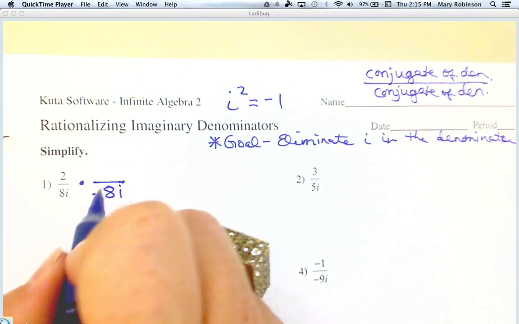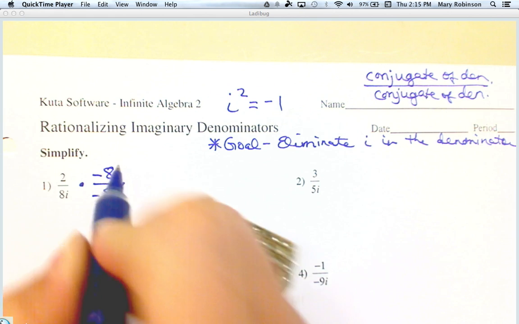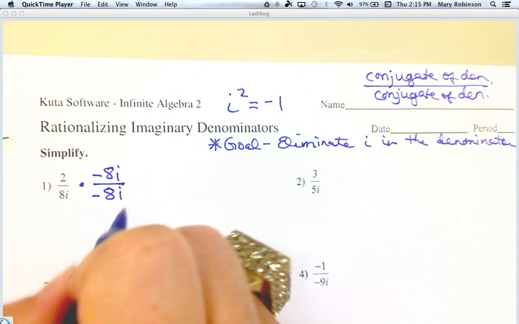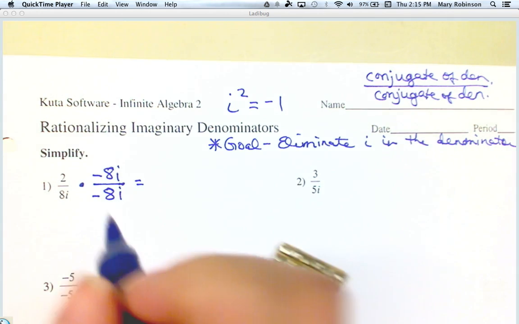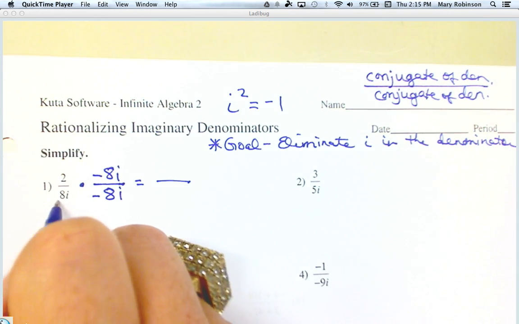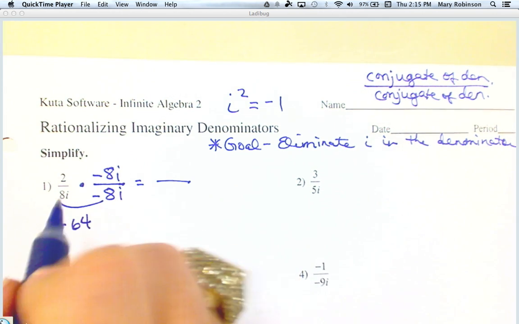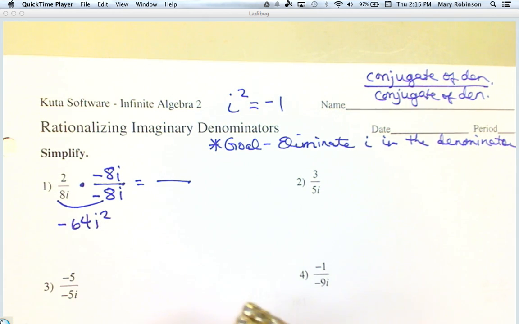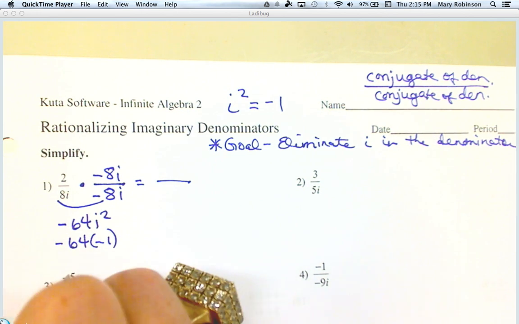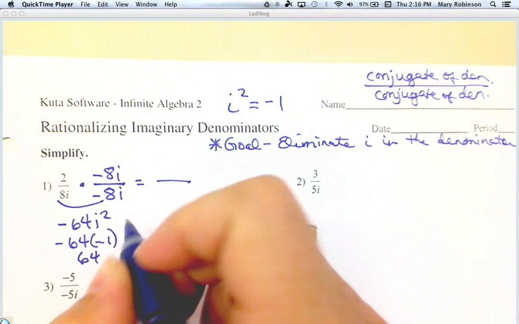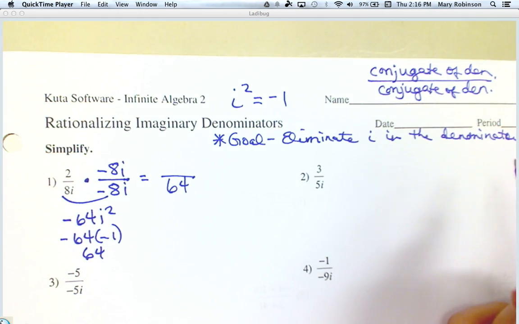So -8i is the conjugate of 8i. I need to just create this ratio, which really is equal to 1: -8i divided by -8i equals 1. And then it's just a matter of simplifying. For this denominator, 8 times -8 is -64. i times i is i squared. We know that i squared is equal to -1, so we end up turning this into a positive 64, and therefore we have met our goal of eliminating i in the denominator.